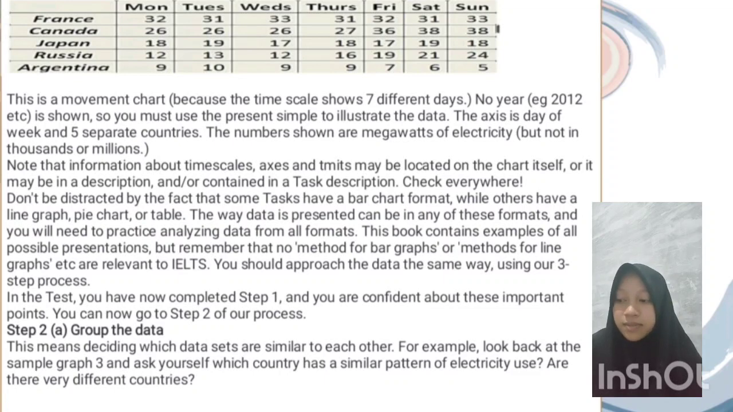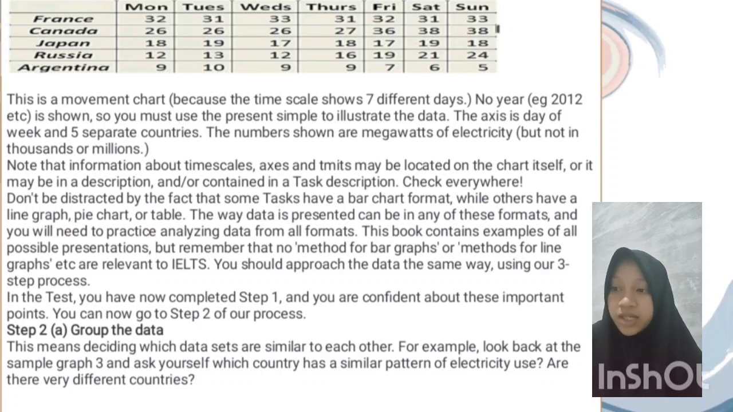This is a movement chart because the time scale shows 7 different days. No year, such as 2012, etc., is shown, so you must use the present simple to illustrate the data. The axes are day of the week and 5 separate countries. The numbers shown are megawatts of electricity, but not in thousands or millions.